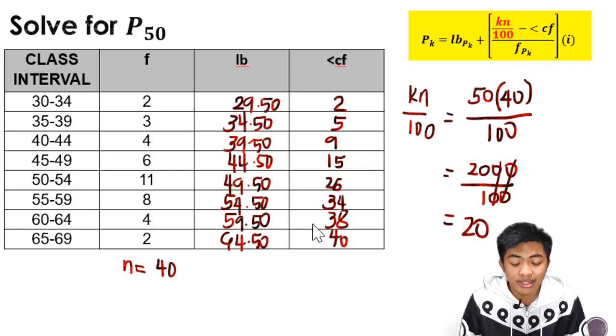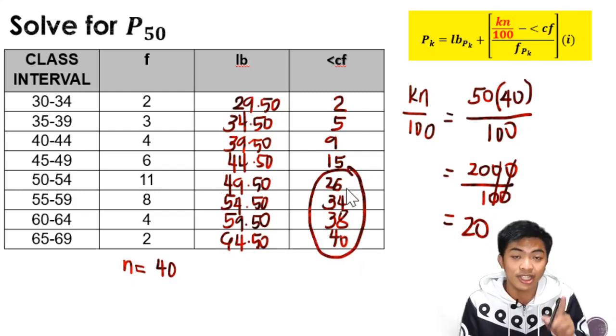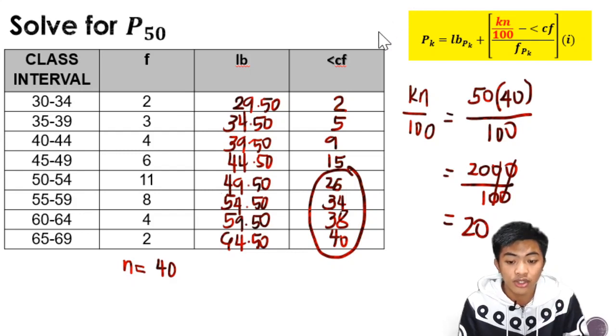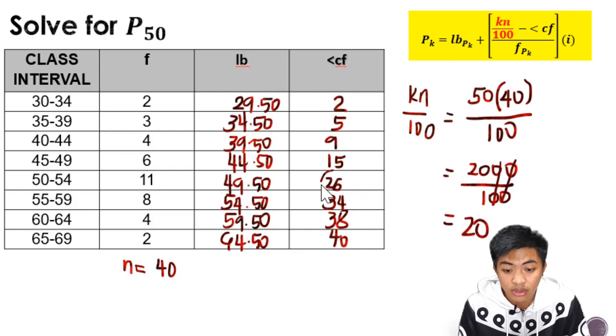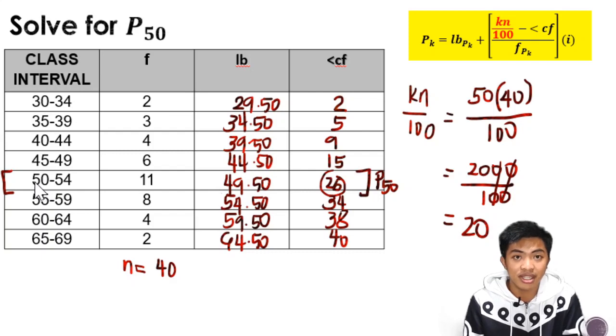So if we're going to look at this column, yung less than cumulative frequency, titingnan natin dito yung mga cumulative frequency greater than 20. So ito yung mga cumulative frequency greater than 20. Pero ang kailangan natin is yung lowest cumulative frequency greater than 20. So alin ba yung lowest dito? That is actually 26. So ito na ang ating 50th percentile class. Nandito sa interval na to ang 50th percentile.